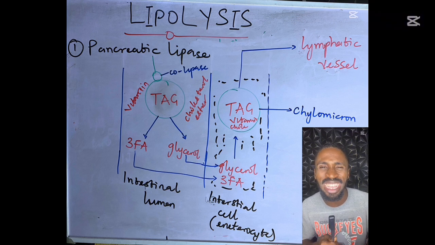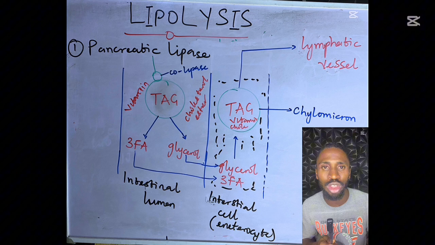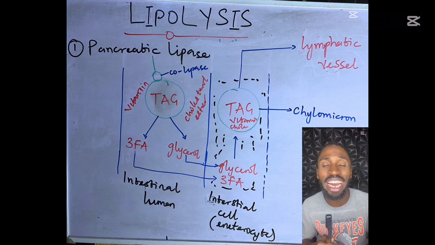When it binds to colipase, it breaks down the TAG to form what? 3 moles of fatty acid and what? Glycerol. So the 3 moles of fatty acid and glycerol diffuse through the enterocytes, through the intestinal mucosa into the enterocyte. In the enterocyte, what happens? They are recoupled back to what? TAG. And incorporated into the chylomicron. The chylomicrons pass through the lymphatic system into the blood. So that is how the pancreatic lipase breaks down TAG firstly.